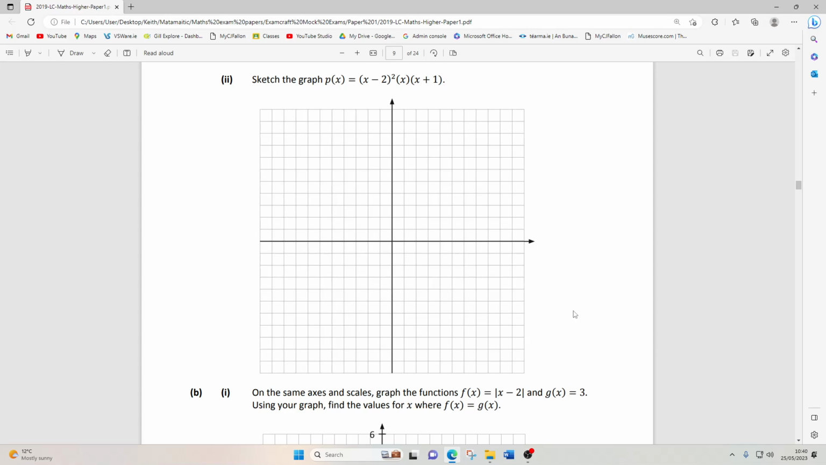Now, x equals minus 1. Singular root. We only have x to the power 1. So therefore it goes straight through. Okay. At x equals 0, it is also power of 1, so it goes straight through. So we just go straight through these. Now x squared means it's a twin root. So it turns on the graph.